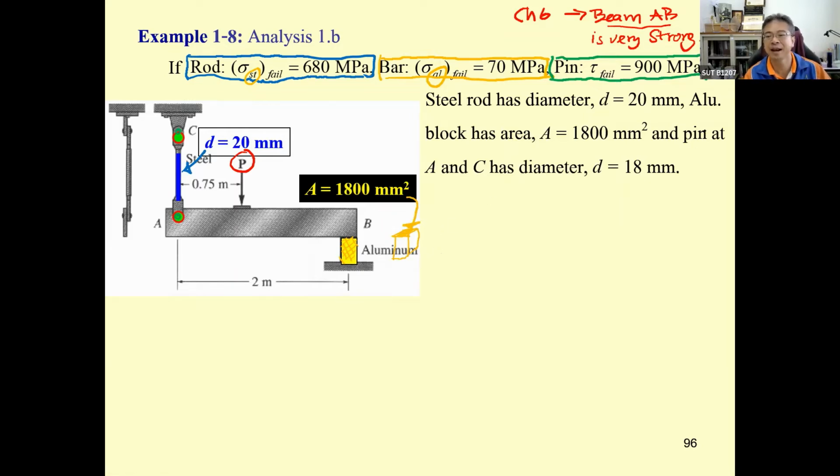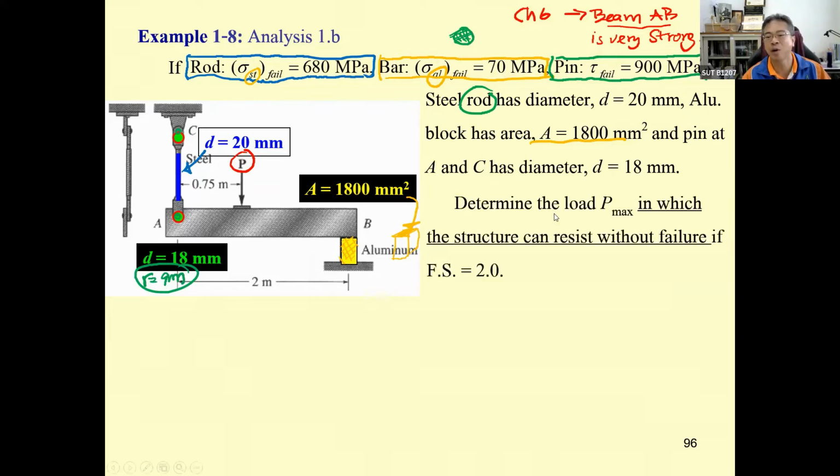And then they said the pin at A and C, the clevis, has a diameter of 18 millimeter. So the radius of this one is going to be 9 millimeter. The rod always has a circular section if not specified otherwise. They're going to ask for the P maximum that can be applied to the structure without failure. And they said the factor of safety is going to be 2.